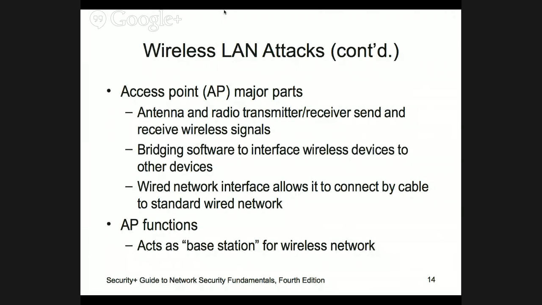It's a major part of the system. If we didn't have access points, we wouldn't have Wi-Fi to the extent we have it today. We could set up ad hoc Wi-Fi, but it wouldn't have it to the extent we have it today. It's an antenna and radio transmitter receiver that sends and receives signals. There's bridging software to interface the wireless devices to other devices. A wired network interface allows you to connect by cable to a standard wired network.